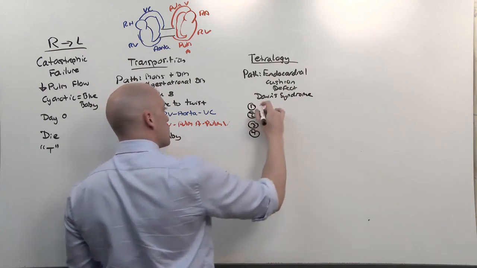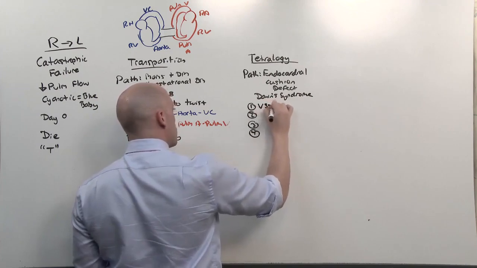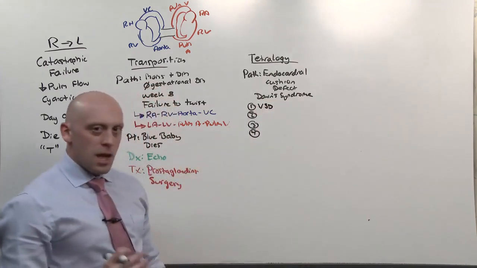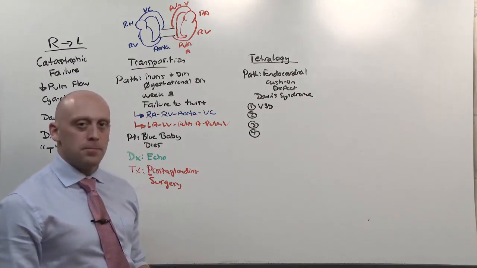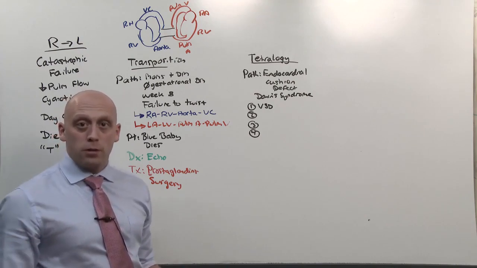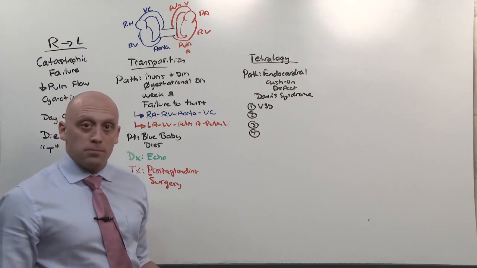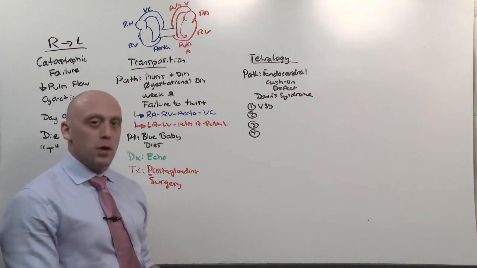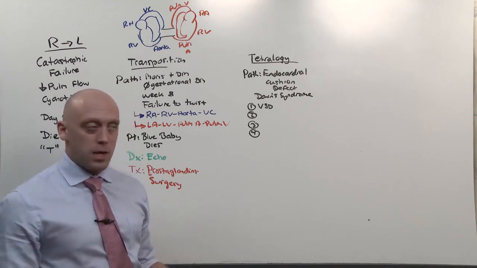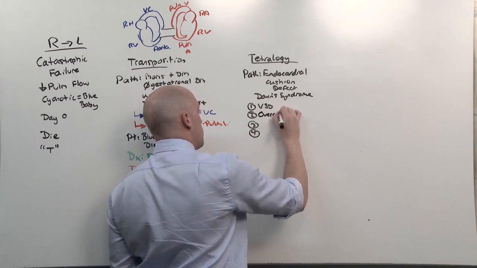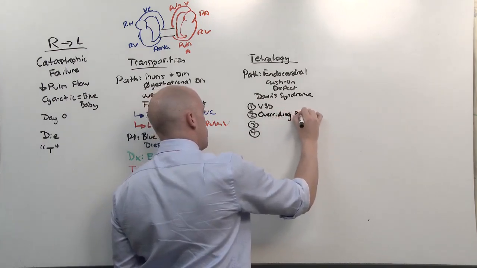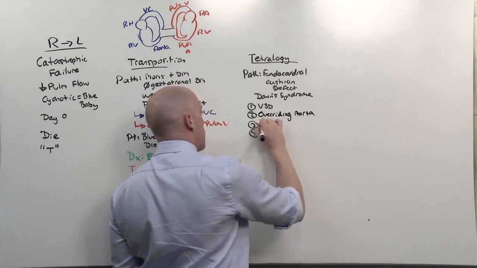It all begins with a really large ventricular septal defect. And the opening for the aorta and the pulmonary artery are shared. Now the aorta is bigger and meaner, higher pressure. So it pushes the pulmonary artery out of the way of that shared space. That is the overriding aorta and the pulmonic stenosis.